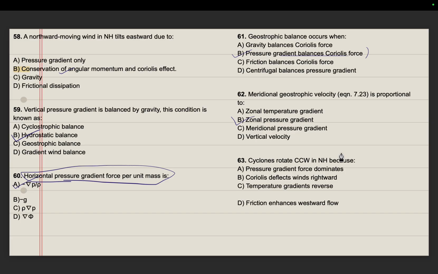And this 63: cyclones rotate counterclockwise in the northern hemisphere because the pressure gradient force dominates, Coriolis deflects the wind rightward, the temperature gradient reverses, or friction enhances westward flow. Option B. Yes, 63 is option B. Coriolis deflects the wind rightward.